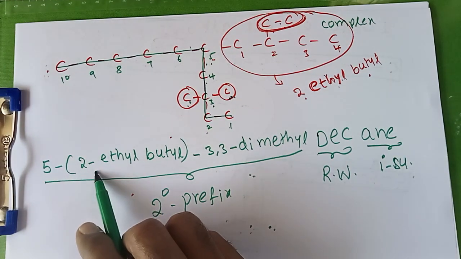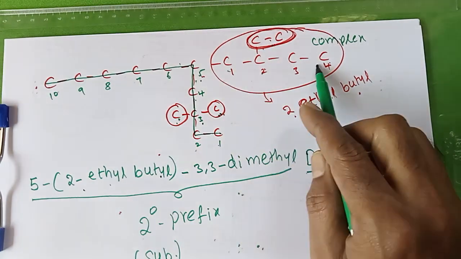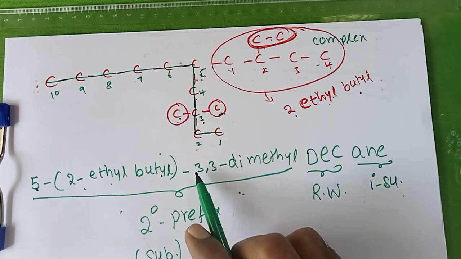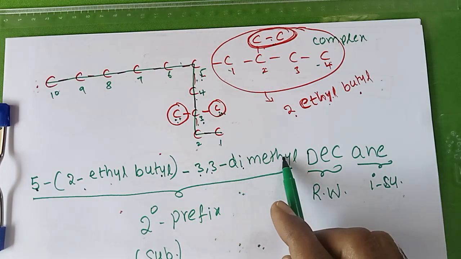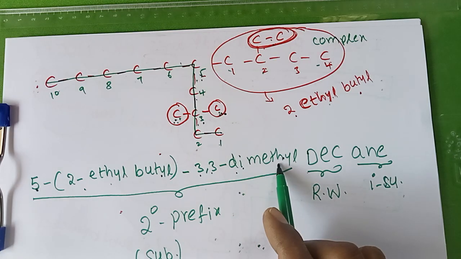5 within the bracket, 2-ethylbutyl. This name is at the second carbon, ethylbutyl. Total, this is at the 5th carbon, so 5. And next, 2 methyl groups at the third carbon, so 3,3-dimethyl. This is one methyl, this is another methyl. That's why dimethyl.